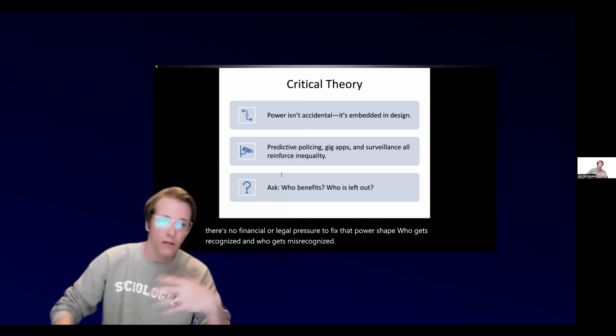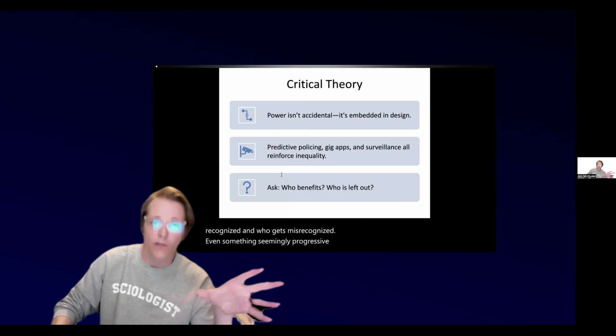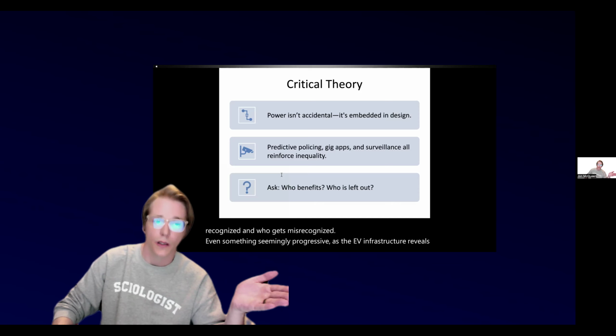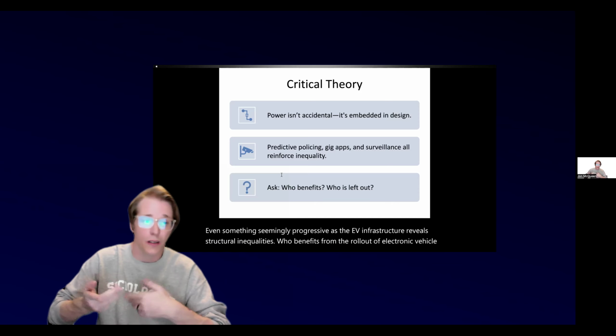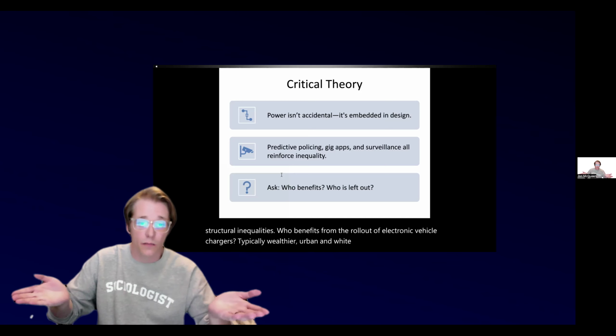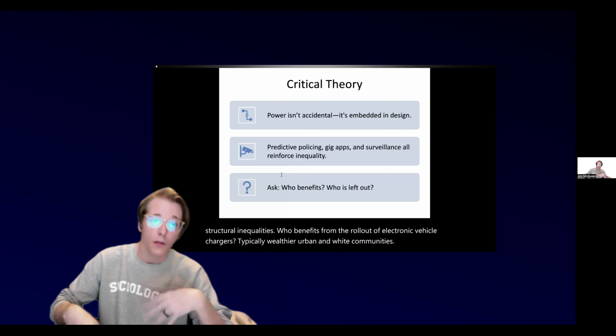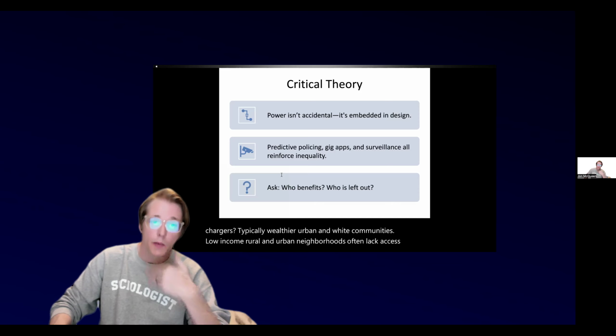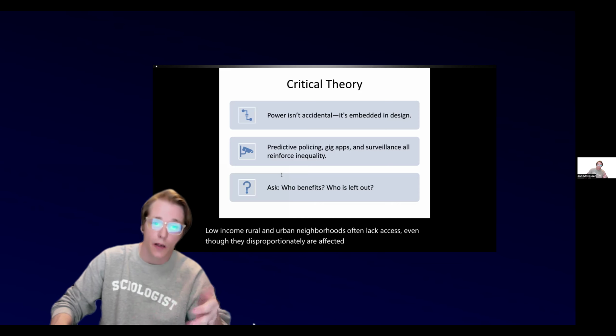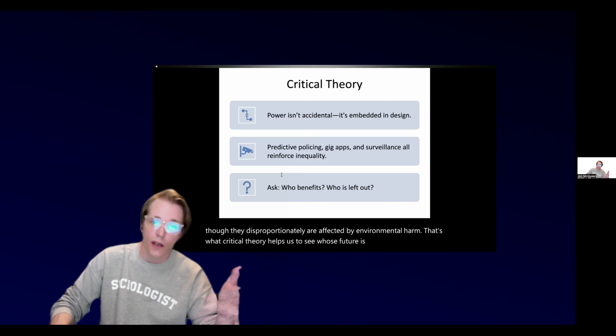Even something seemingly progressive, like EV infrastructure, reveals structural inequalities. Who benefits from the rollout of electric vehicle chargers? Typically wealthier, urban, and white communities. Low-income rural and urban neighborhoods often lack access, even though they are disproportionately affected by environmental harm. That's what critical theory helps us to see: whose future is being built and who's left out.